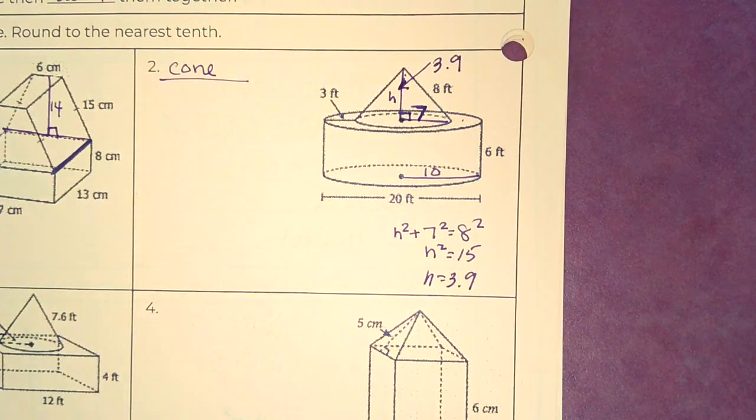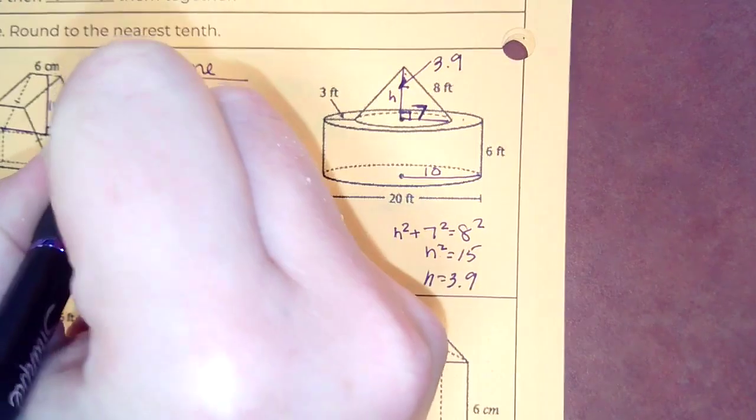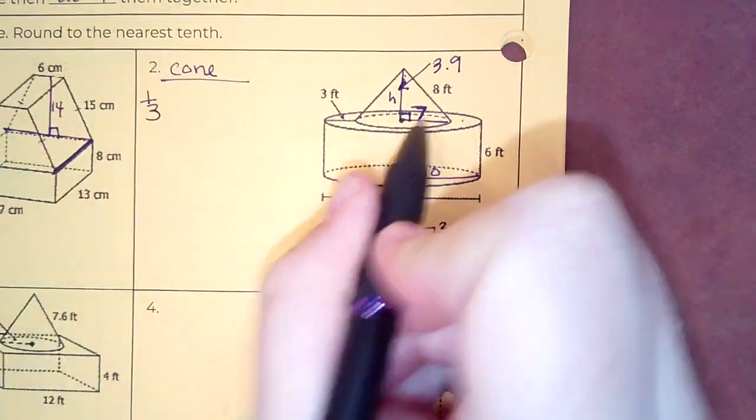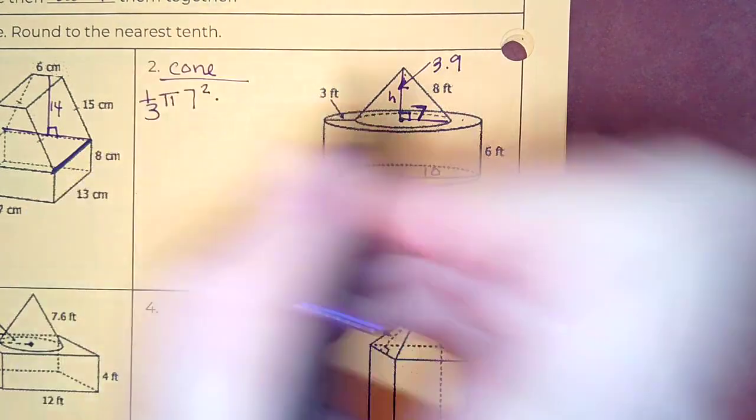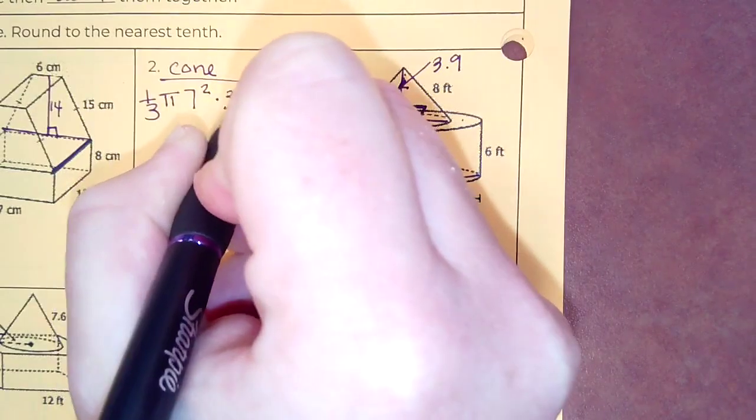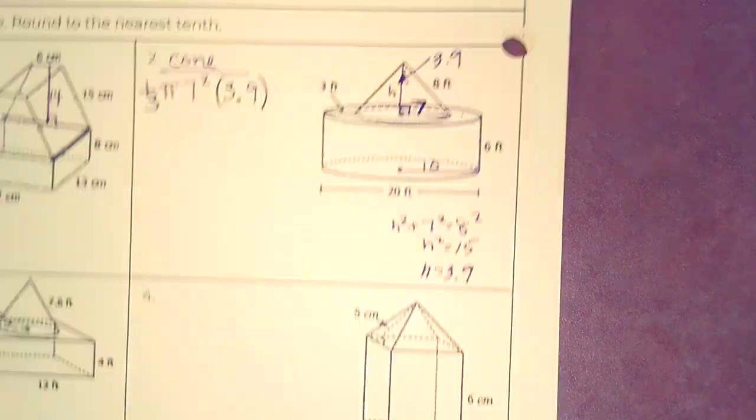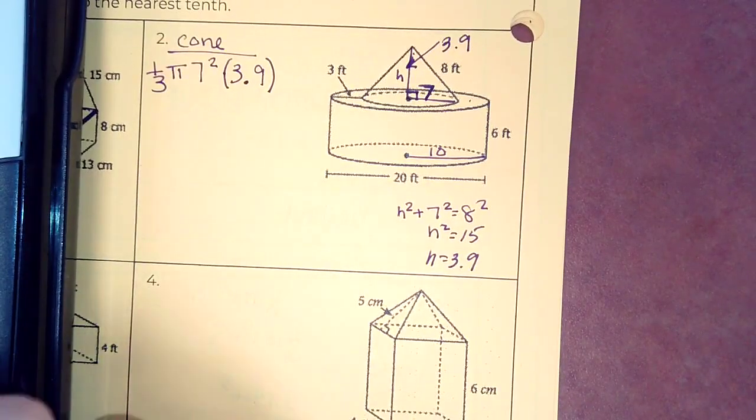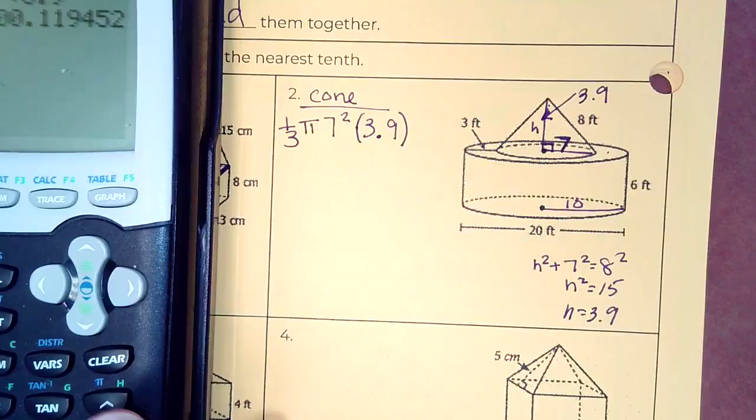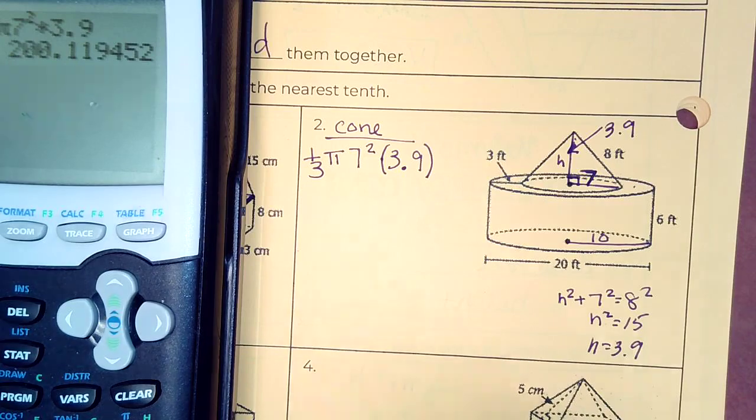All right, so now we can find our cone area, 1/3 times the base area, which is a circle, pi 7 squared, times the height, which is 3.9. So plug that in, 1/3 pi 7 squared times 3.9. 200.1.